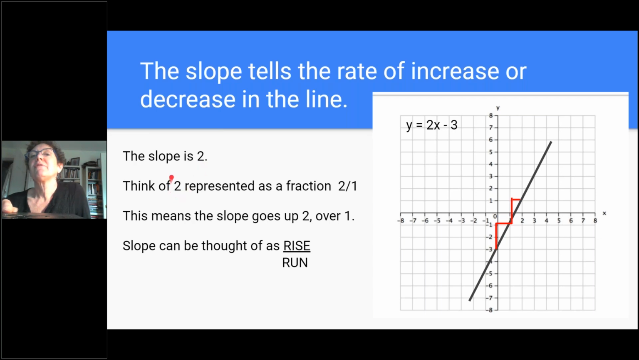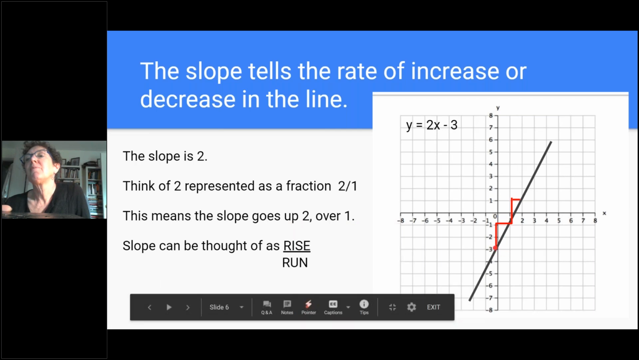When we have a slope that is a whole number, we want to think of how we can represent that whole number as a fraction, because we need to know how much to go up and how much to go over. So if we think of 2 as the fraction with the numerator 2 and the denominator 1, a whole number represented as a fraction, that means that our slope goes up 2 over 1. So we start at a point on our line and go up 2 over 1.